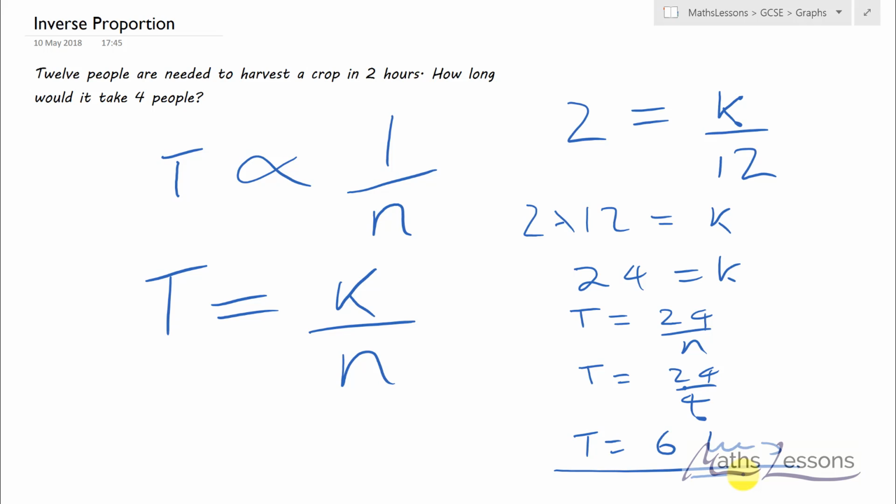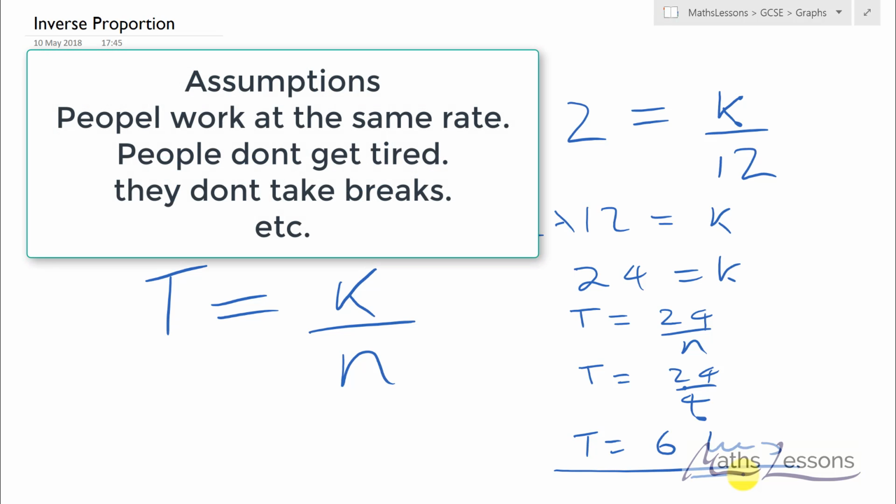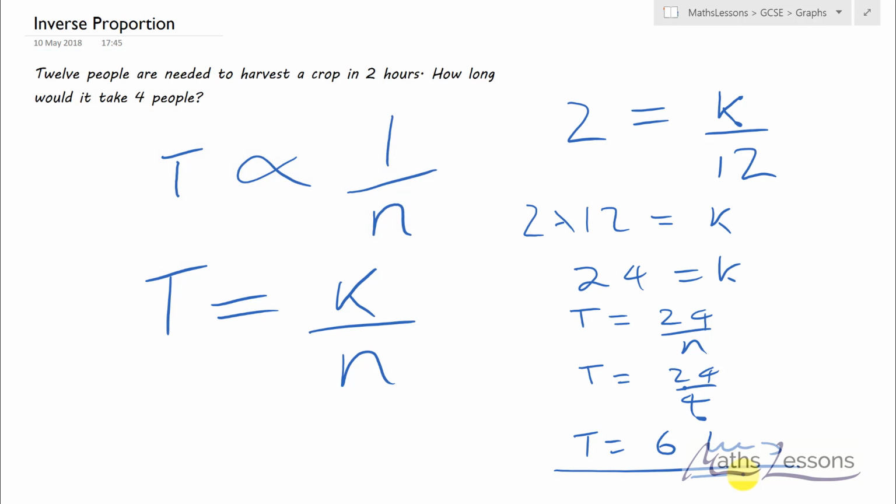Now obviously this is a model. We've assumed that people don't get in each other's way if you employ more people, that all the people can work at the same rate, and that there are no allowances for breaks or anything like that. So here we have an example of a mathematical model where we've got some limitations and constraints, and yet we've managed to come up with a reasonable answer to the problem.